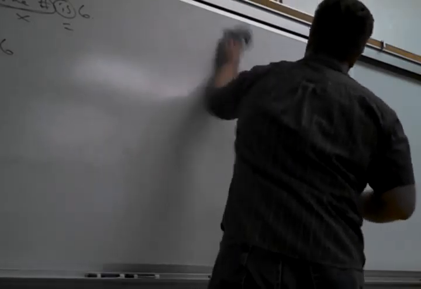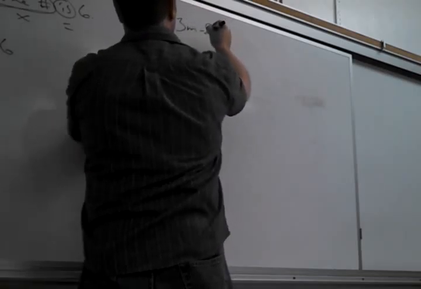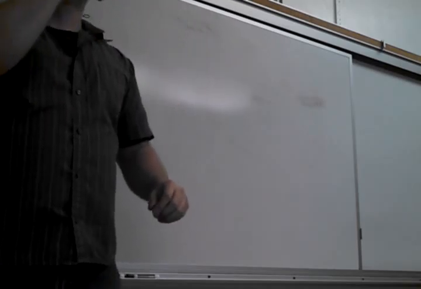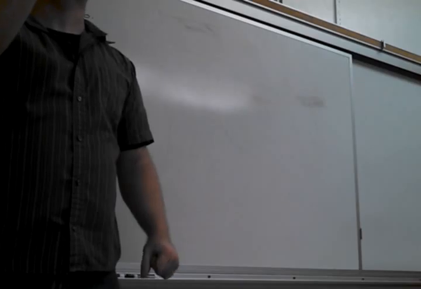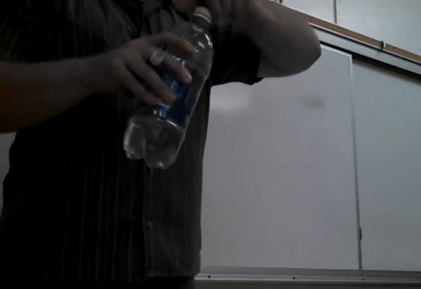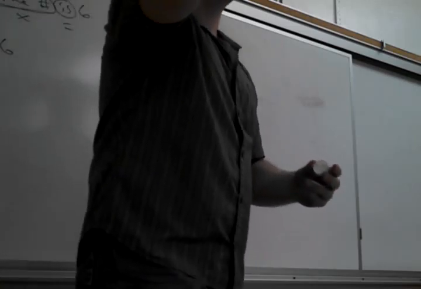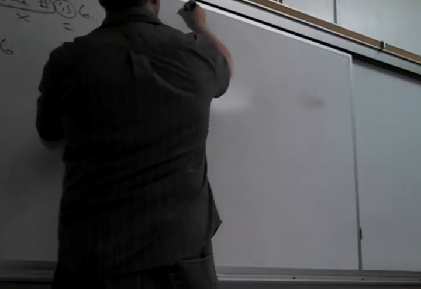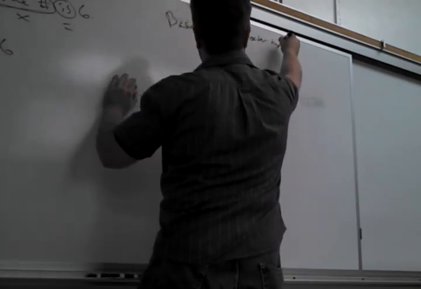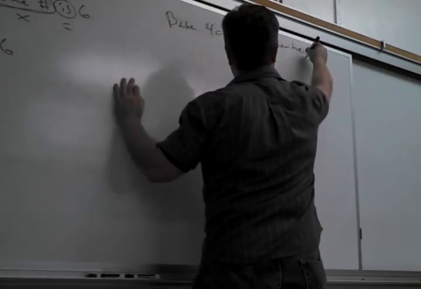Let me clear space. So, is this a word problem? You're right. The base of a triangle is 4 centimeters greater than the height. The area is 48 centimeters squared. Find the height and length of the base.